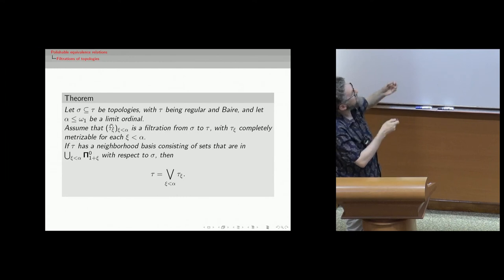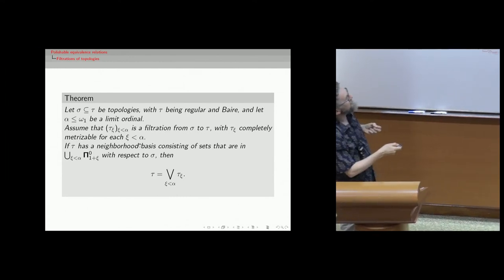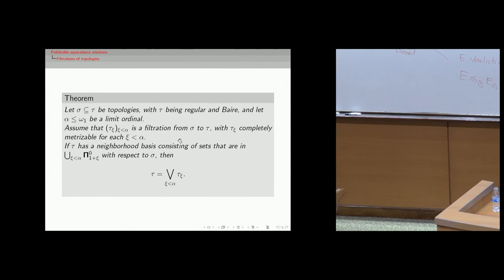Then no matter how I produce this filtration, as long as the elements of the filtration are completely metrizable, I reach tau at the alpha level. So if I go in this filtration past alpha to alpha plus one, actually tau is equal to tau alpha plus one. And so this is what enters into the proof of this theorem.